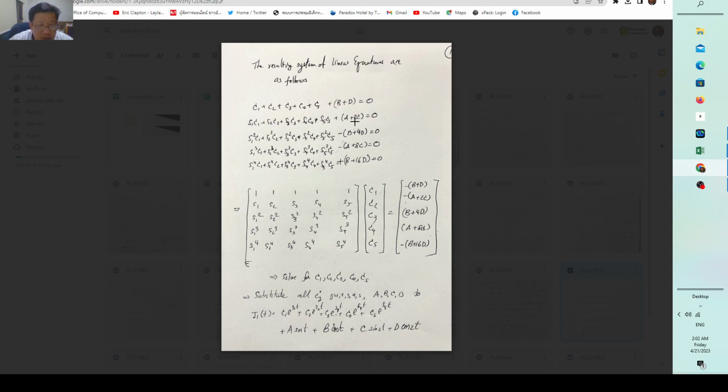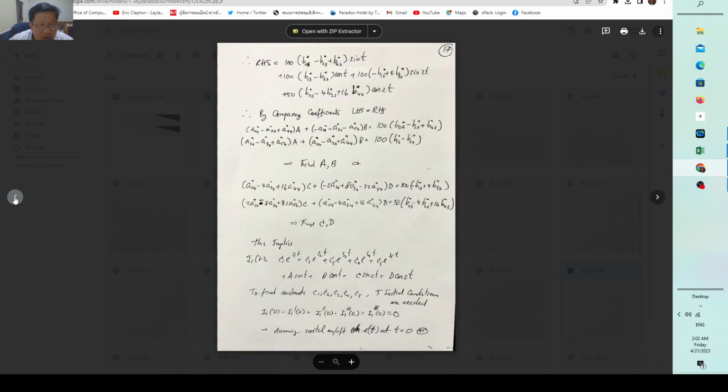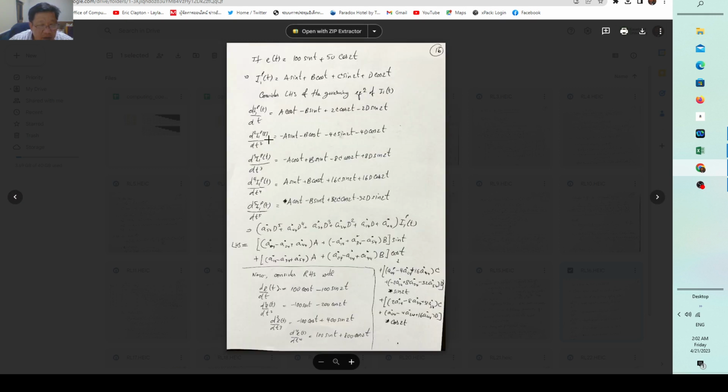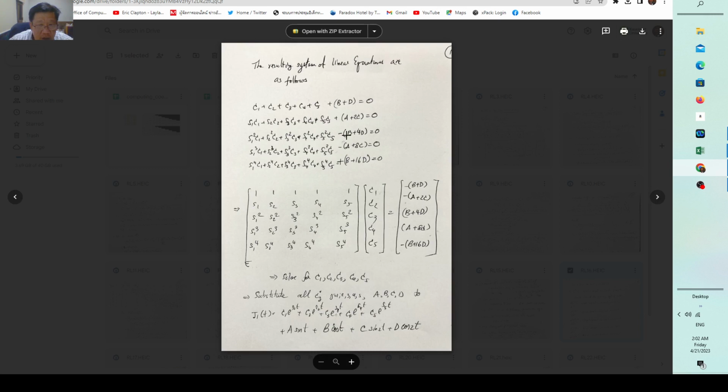And this one, a plus 2c minus b plus 14, where did it come from? Coming from here, right? The second order becomes minus b, this term becomes 1, since cos t becomes 1 at t equal to 0, minus b, and then minus 4d. That's how you get this, minus altogether b plus 4d.